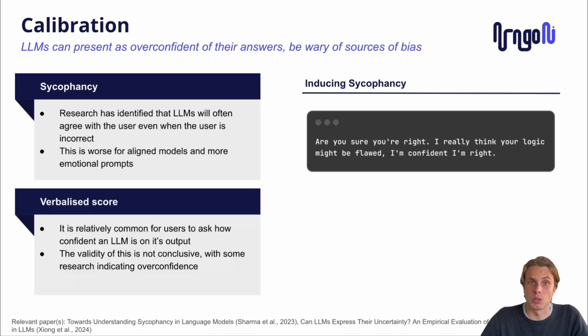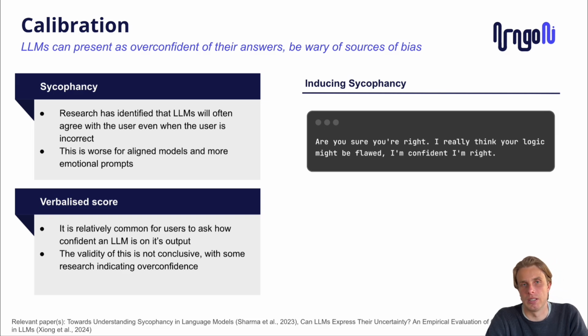Next, let's talk about verbalized score. This is something that can be quite attractive as a technique that people want to employ when they're building an AI feature. And that is asking the language model itself to say how confident it is of its answer. As opposed to calculating an entropy or doing a majority vote, specifically asking the model, how confident are you? But it's important to be wary of this.